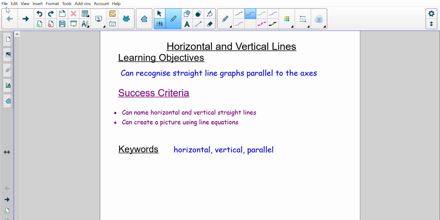Today we are going to look at special lines on grids that are horizontal and vertical. These lines will be parallel to the x and y axes, and we want to know how to name them using their equations.